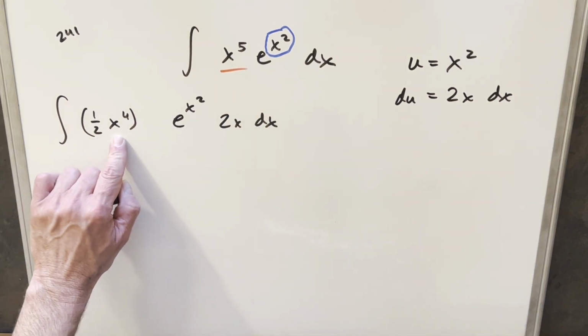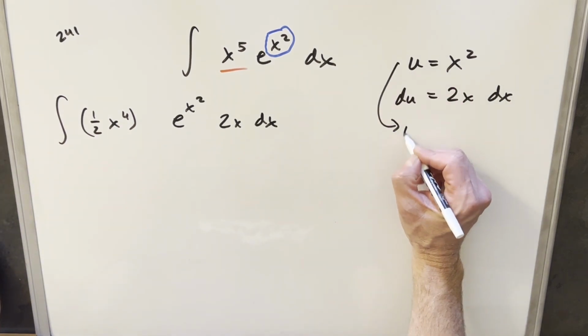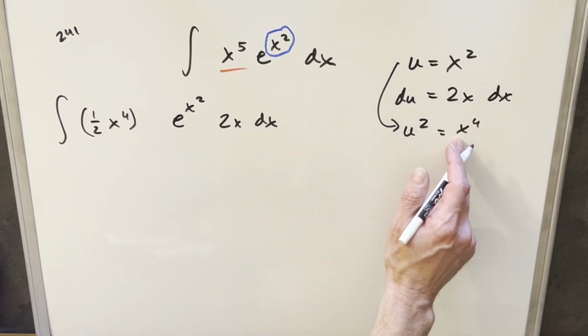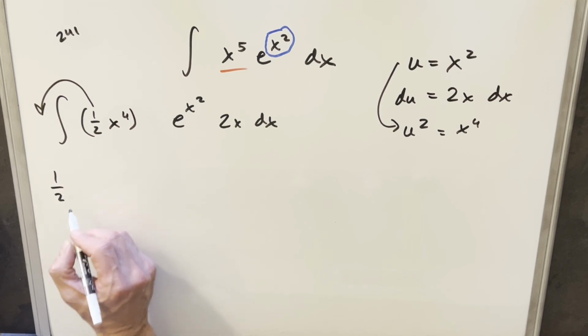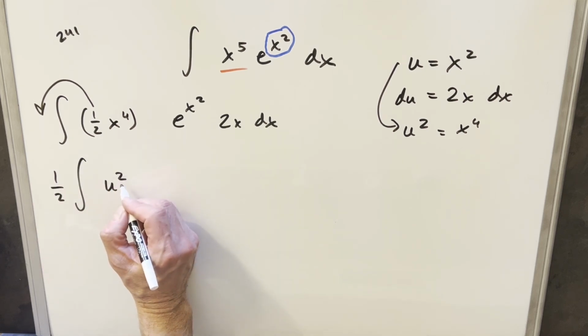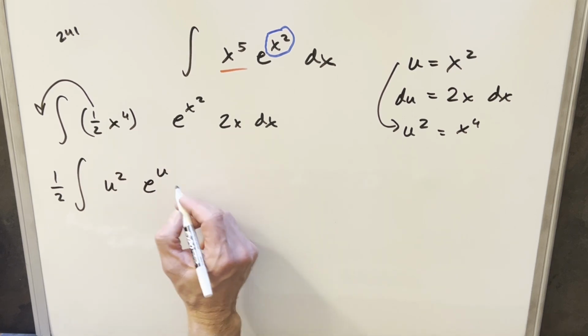And then one more thing, I'm going to want an expression for x to the fourth, so let's just square this first thing. So if I square this, we get u squared is x to the fourth. So now we have an expression for x to the fourth. Now we'll do the substitution, but I'll take this 1/2 out front of the integral. X to the fourth is going to be u squared. This here is going to be now just e to the u, and this is our du.